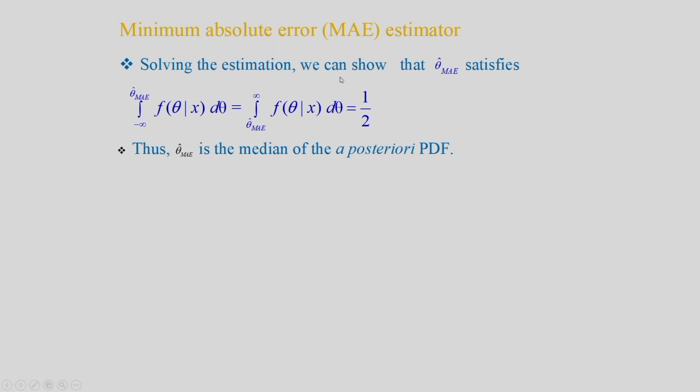Solving the estimation problem, we can show that theta hat MAE satisfies this equation: the integration from minus infinity to theta hat MAE of f of theta given x d theta is equal to the integration from theta hat MAE to infinity of f of theta given x d theta, and this is equal to half. Thus, theta hat MAE corresponds to the median of the a posteriori PDF. So, we have to find the median of the a posteriori PDF. This is the a posteriori PDF, and its median value is theta hat MAE.